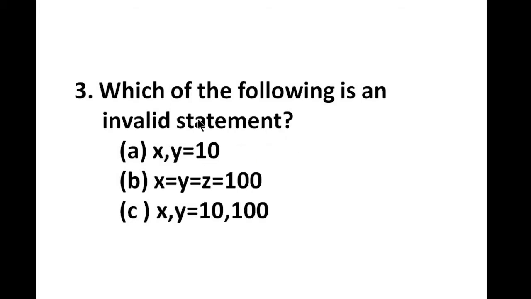Which of the following is an invalid statement? x, y = 10; x = y = z = 100; x, y = 10, 100. The answer is A, the first one. If you want to assign a value to two variables, you have to use x = y = 10. x, y = 10 is invalid. Next one is valid. 100 is assigned to x, y and z. Then C also valid. 10 is assigned to x and 100 is assigned to y.